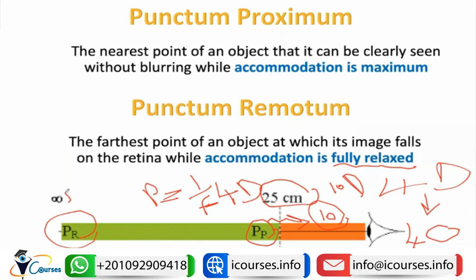And as we said before, in emmetropia, we can look at infinity and see clearly, because the object from infinity will fall on the retina, so the punctum remotum in case of emmetropia will be infinity. However, in case of myopia, the punctum remotum will be a point in front of the eye, while in hypermetropia, it will be a point behind the eye, or a virtual point behind the eye.